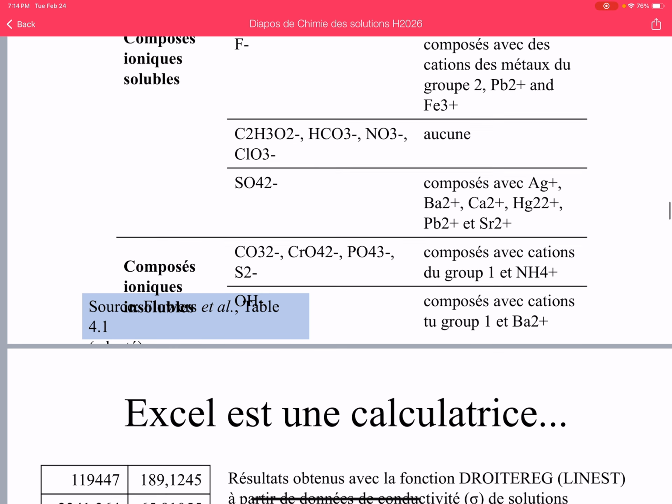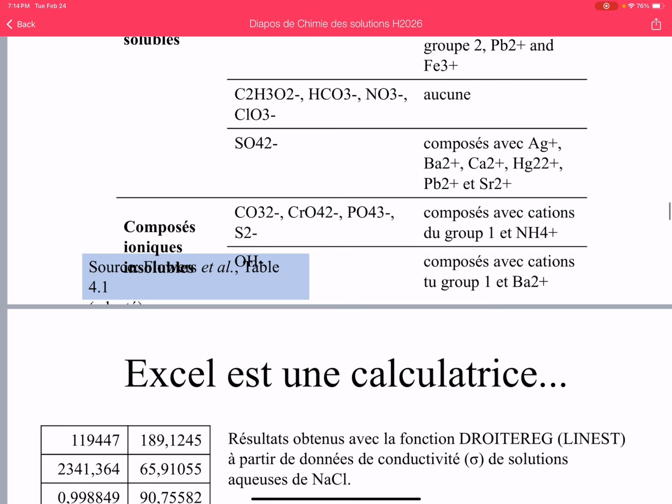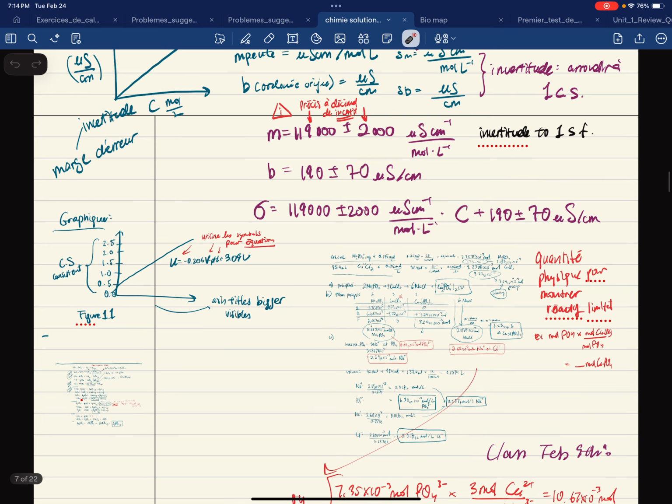And there are exceptions, so like we said here, the first group ions and NH4+ will not precipitate. They will always dissolve. So CO3 minus, PO4 minus, OH minus, S2 minus are usually not soluble. And acetate, NO3, NH4+, and first groups are all usually soluble.